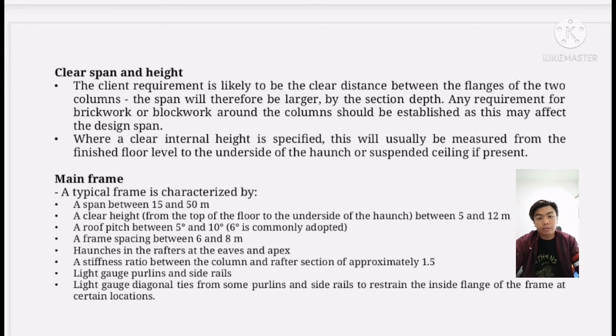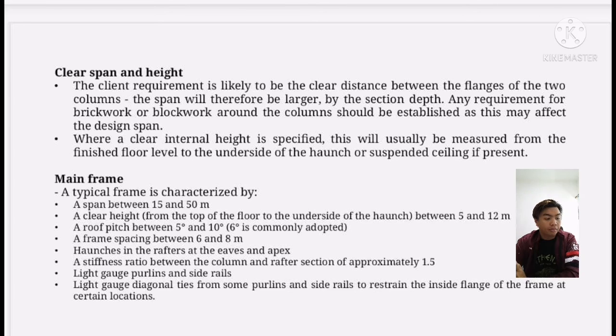And then the second is when a clear internal height is provided, it is often measured from the finished floor level to the underside of the structure or suspended ceiling if present. And the second is the main frame, where the typical frame is characterized by the following.